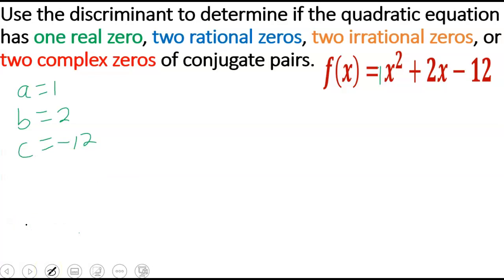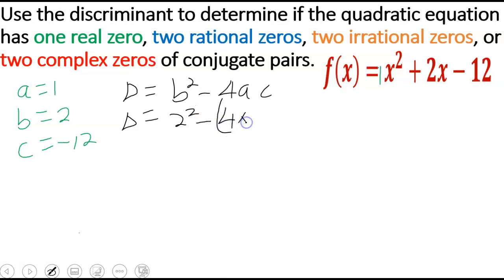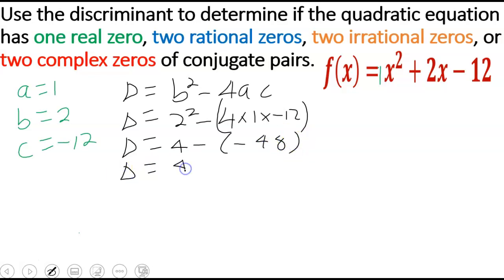So our discriminant is b squared minus 4ac. So b is 2 squared minus 4 times a, which is 1, times -12. So 2 squared is 4. Then 4 times 1 is 4, and 4 times -12 is -48. So it becomes 4 plus 48, which is 52. Now, the discriminant is positive.